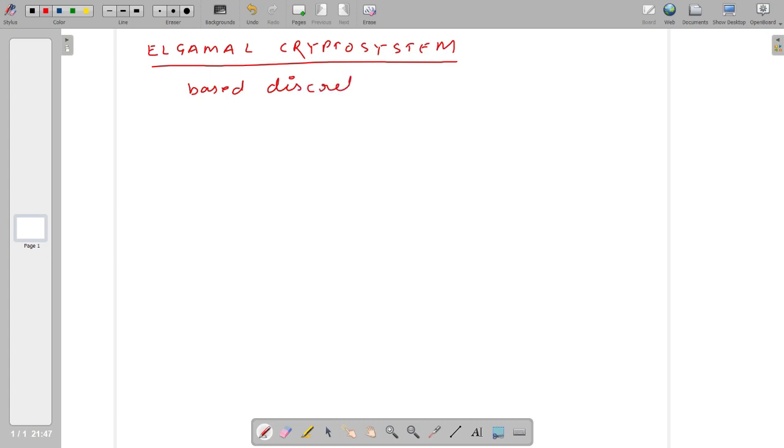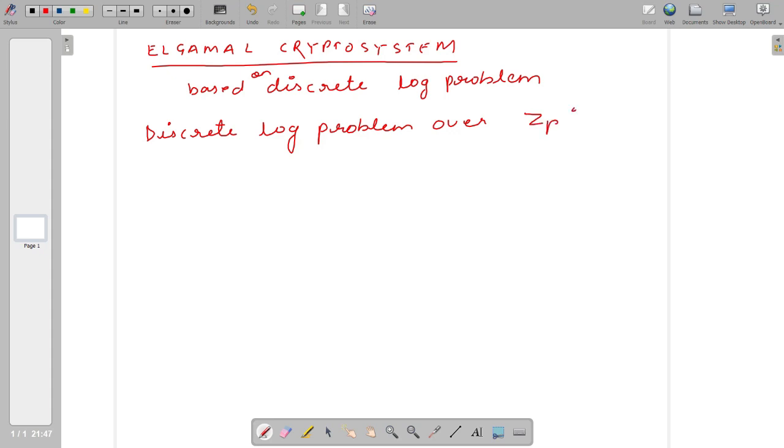exchange algorithm. So it is based on the discrete log problem, and let's define the discrete log problem one more time. However, we have checked this discrete log problem when we discussed Diffie-Hellman key exchange. So, the discrete log problem over Zp. What is the discrete log problem over Zp?